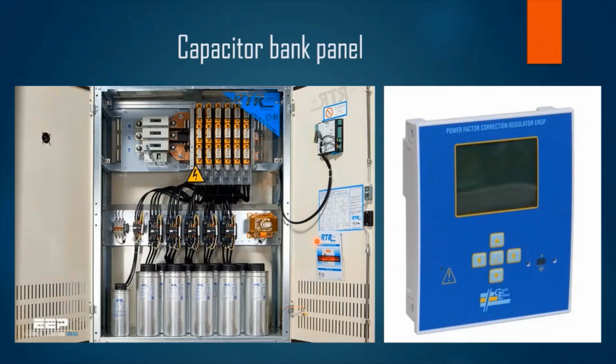Let's now have a look at a real capacitor bank panel. We notice that the capacitors are installed at the bottom of the panel, and there are also a number of contactors installed, and there is a power factor regulator installed at the door of the panel for setting the target power factor. So how does the capacitor bank panel work? Briefly, the main idea is that we will set the target power factor using the power factor regulator as a first step. And this is how the regulator looks.